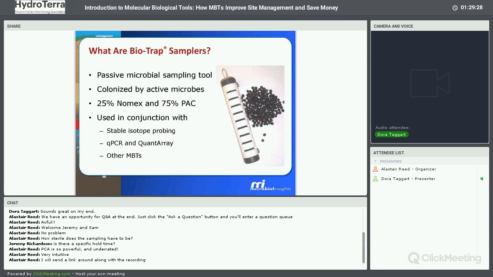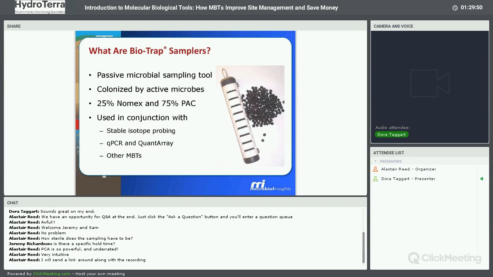So before I get to the analysis of what we're going to do, let me explain a biotrap for those of you that may not be familiar with it. Biotrap samplers have been around for a long time. They're a passive sampling tool that was developed by the University of Tulsa and DuPont. And it's a way we can collect microorganisms so that we can understand biodegradation potential.